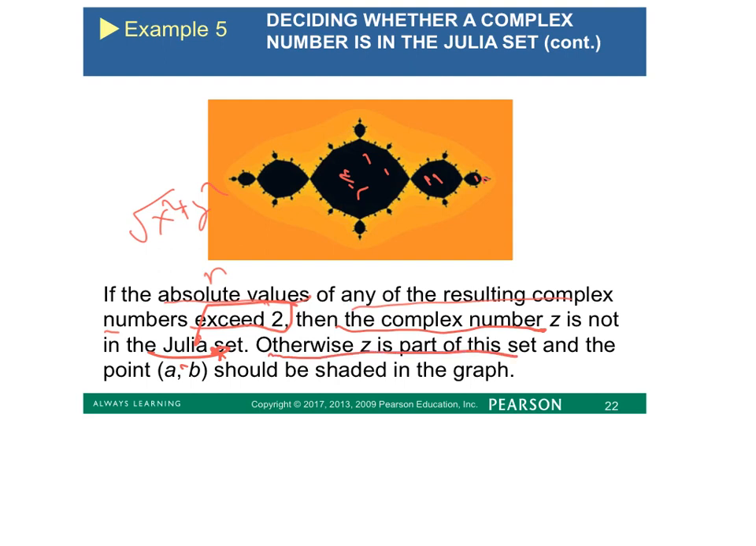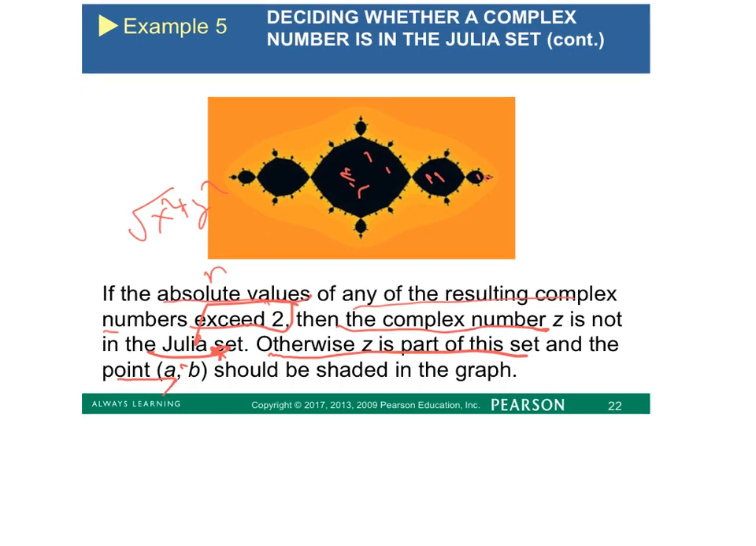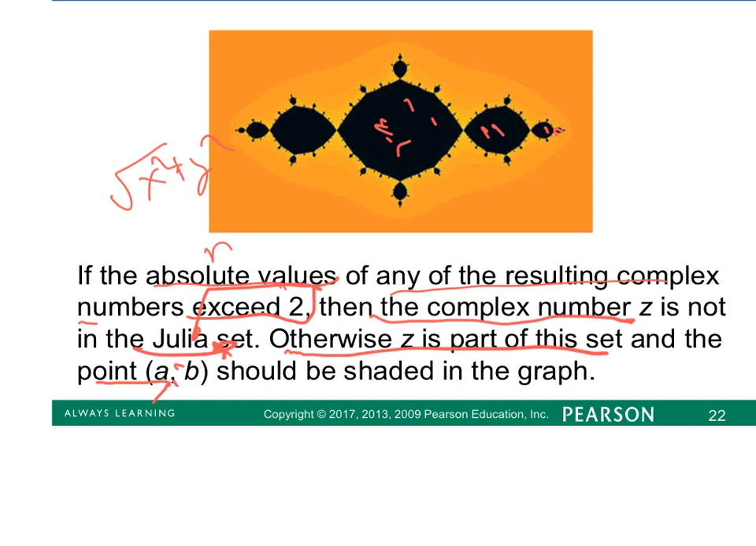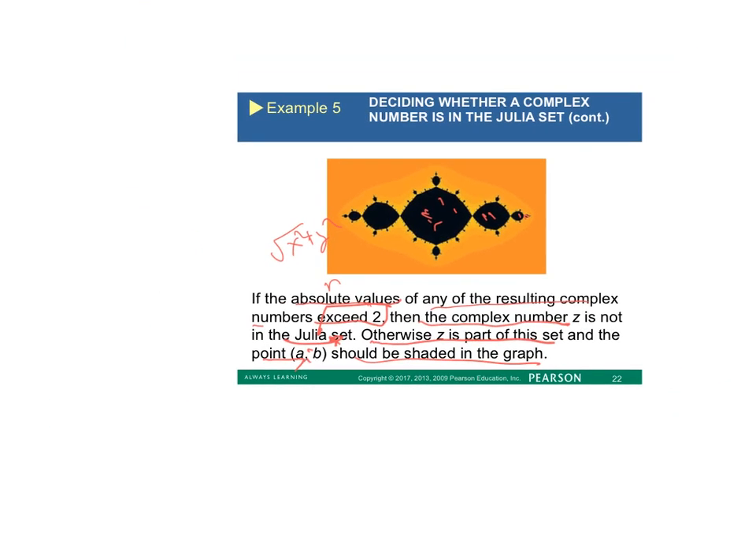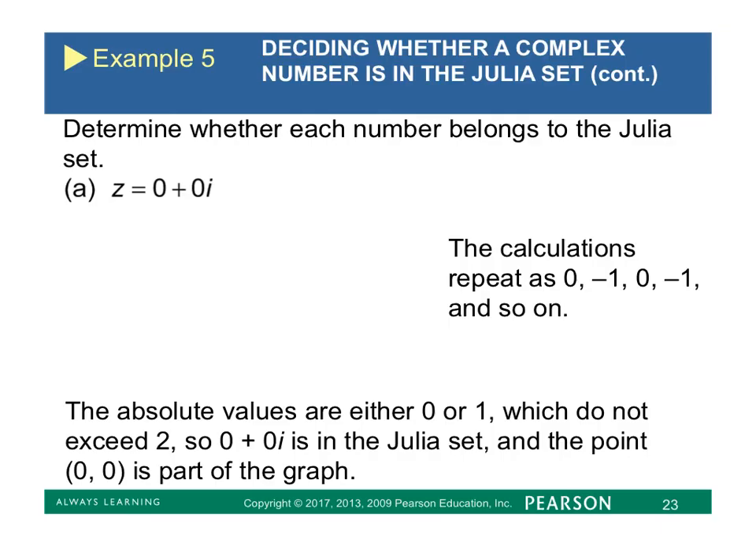Otherwise, z is part of the set, and the point a comma b should be shaded in the graph. Okay. A lot of gobbledygook. You need a whole course in this. It's very, very complex. Get it? Complex.